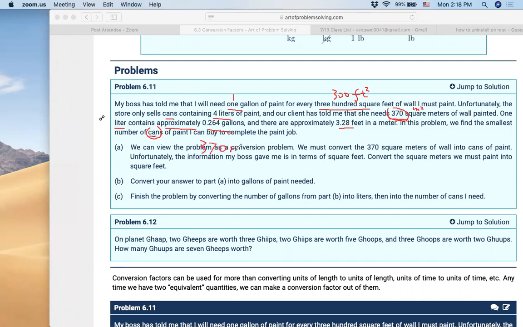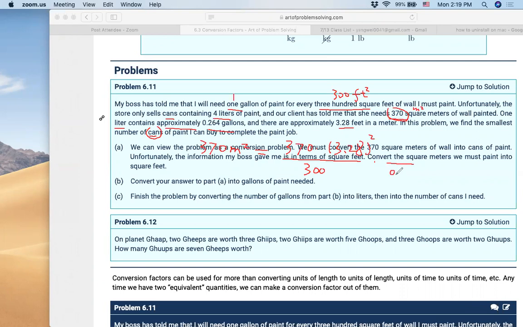370, this is in square meters. Because each meter equals 3.28 feet, we convert this to square feet. We do 370 times 3.28 squared. This way, we get the square feet of the wall. Then you divide by 300 square feet. This gives you the number of gallons.